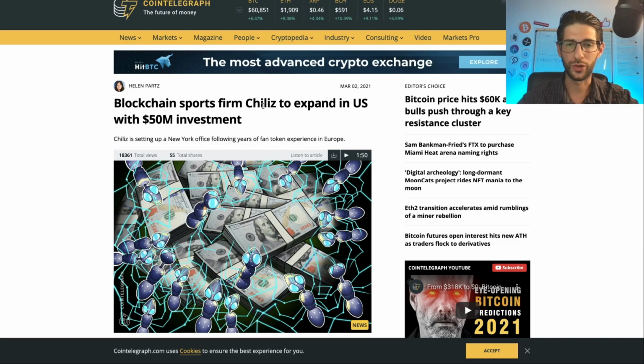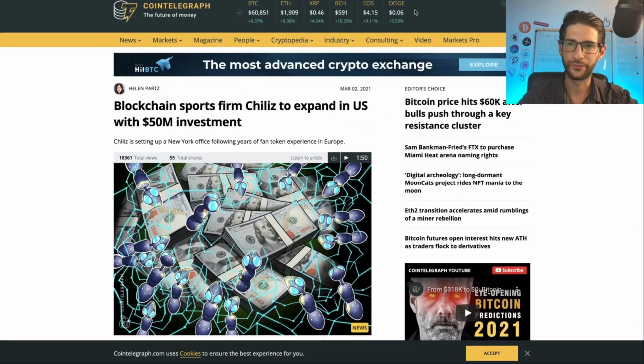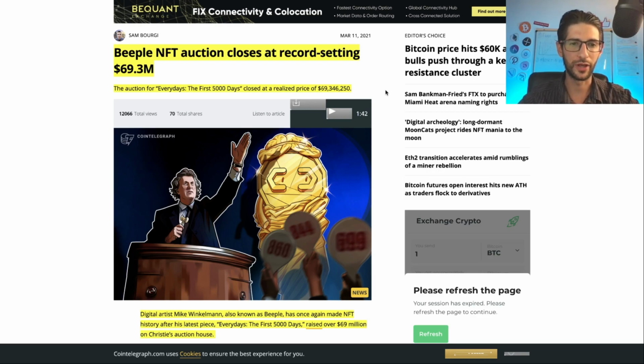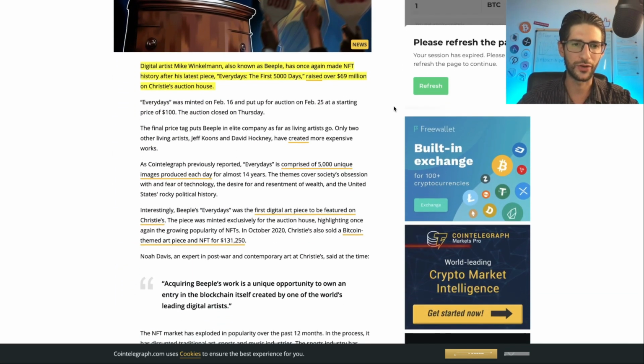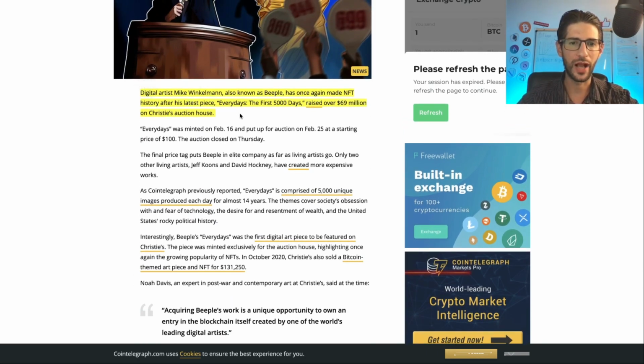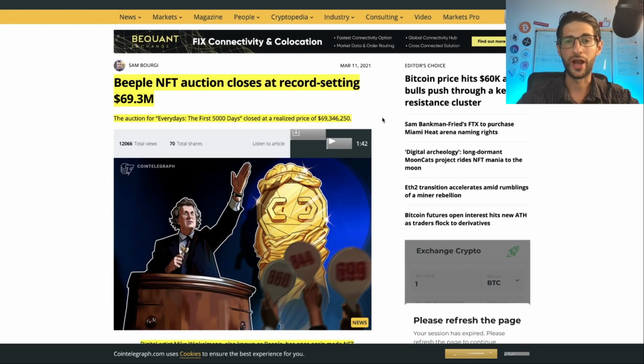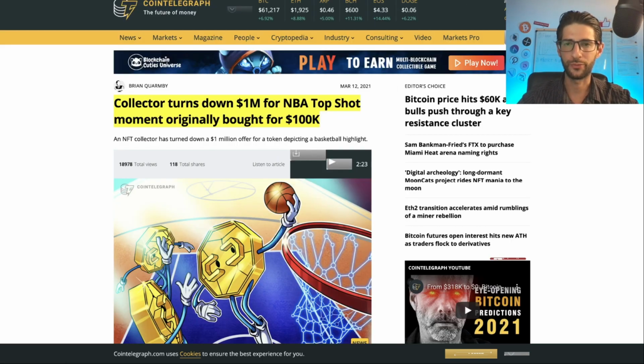Blockchain sport firm Chiliz, one of the projects that is ranking a lot right now in the NFT market, is expanding in the US with $50 million in investments. And the last news was this Beeple NFT auction that closed at the record-setting $69.3 million. Digital artist Mike Winkelmann, also known as Beeple, has once again made NFT history after his latest piece, Everydays: The First 5000 Days, raised over 69 million at Christie's auction house. So the art world will be one of the greatest for NFTs. It's one way to improve and continue improving this environment, and digital art mostly.